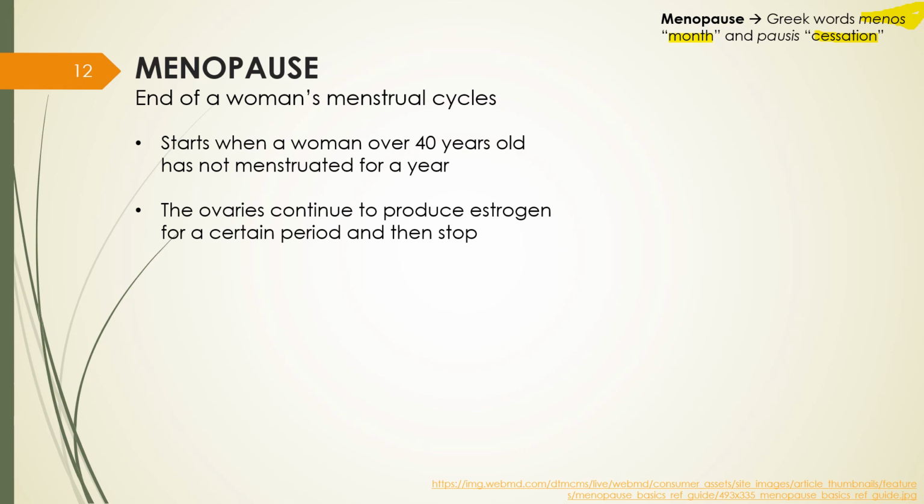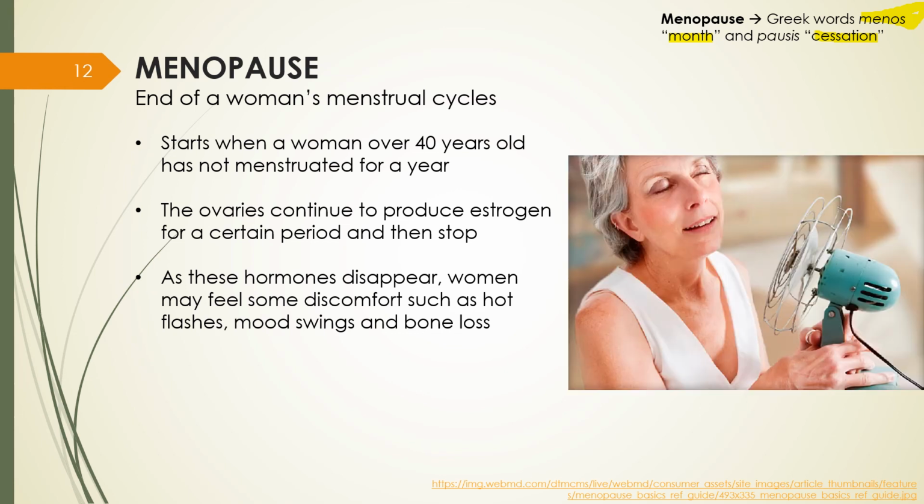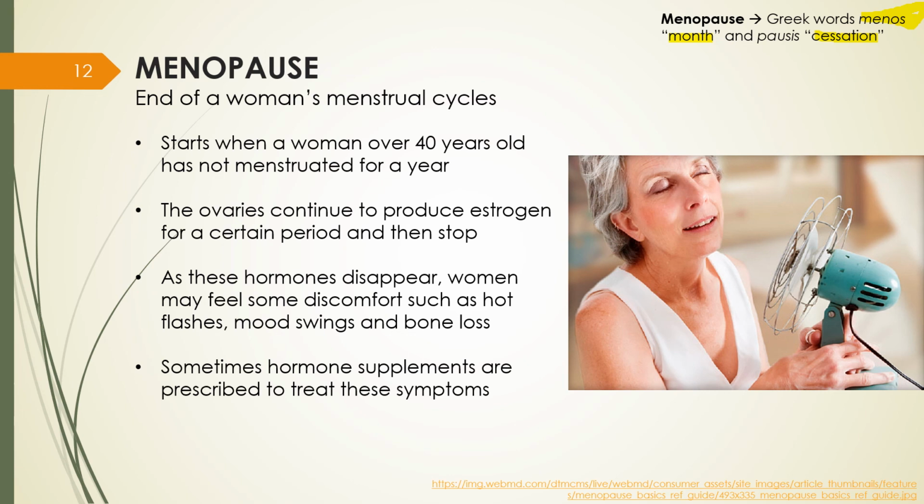The ovaries continue to produce estrogen for a certain period, but then stop. As these hormones disappear, women may feel some discomfort, such as hot flashes, mood swings, and bone loss. Maybe you are familiar with someone facing these symptoms. Because of this imbalance of hormones, there is some discomfort. But sometimes hormone supplements are prescribed to treat these symptoms, okay? Some hormone supplements can help the woman get some relief from these symptoms.